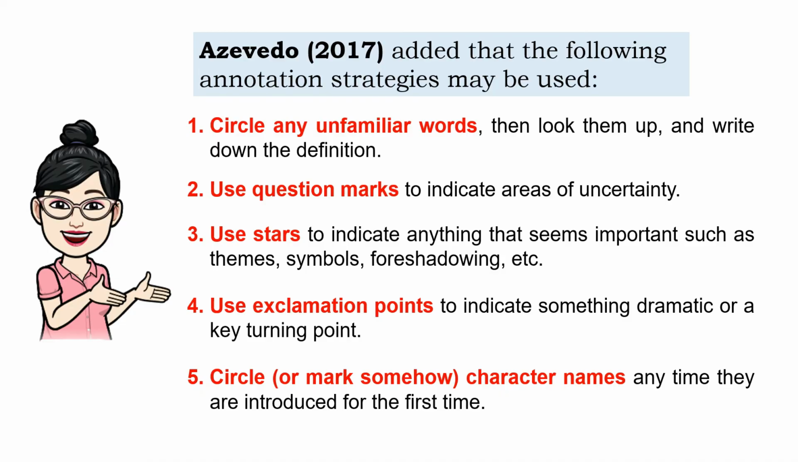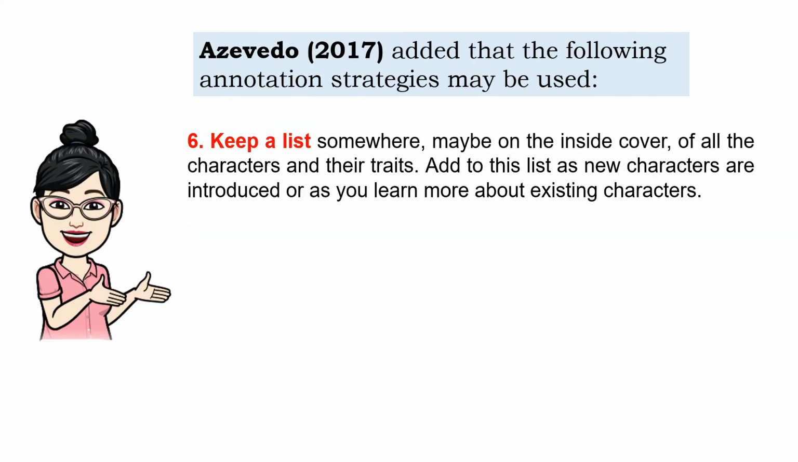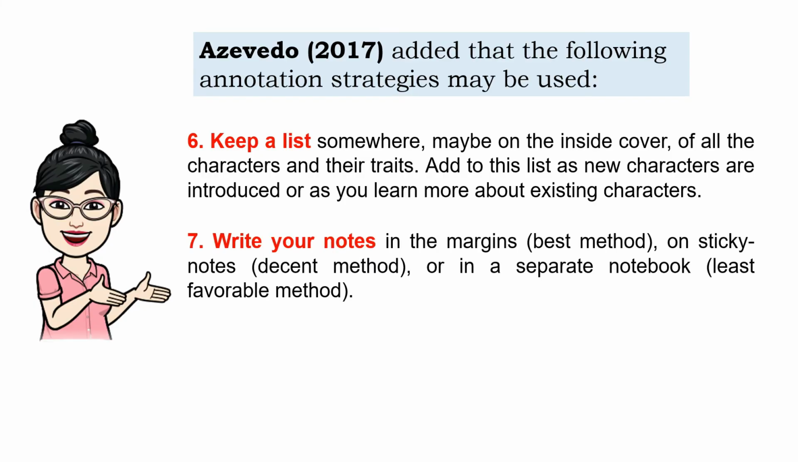Five, circle or mark somehow character names anytime they are introduced for the first time. Six, keep a list somewhere, maybe on the inside cover, of all the characters and their traits, and add to this list as new characters are introduced or as you learn more about existing characters. Seven, write your notes in the margins, that is the best method, on sticky notes, decent method, or in a separate notebook, least favorable method.